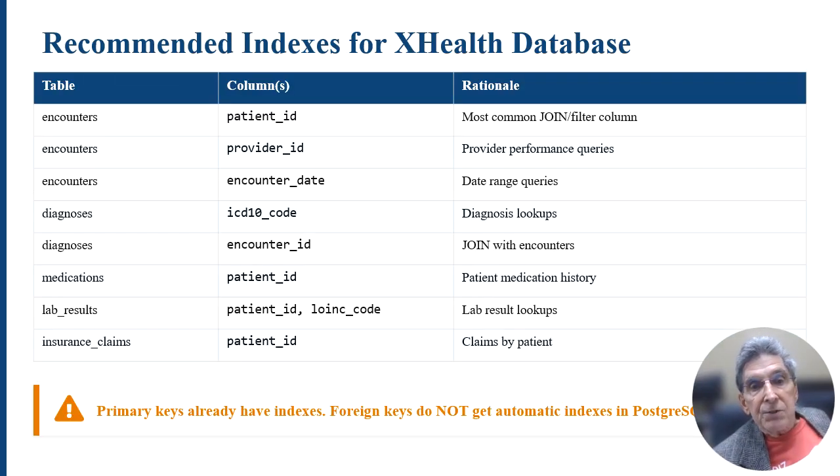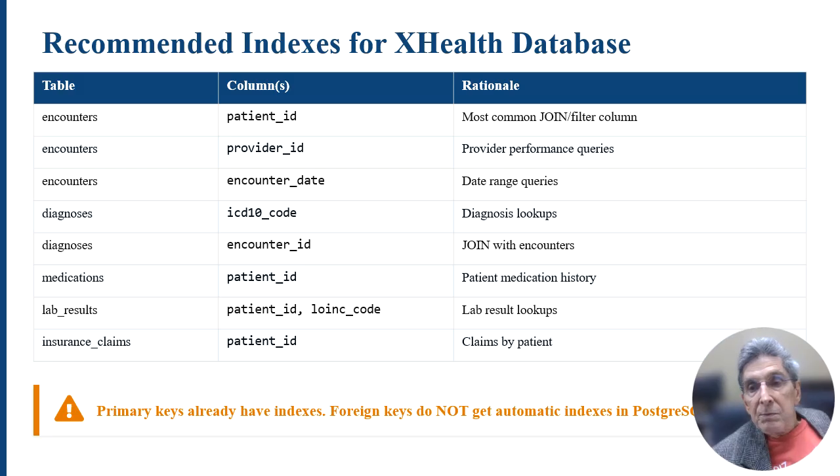So what are the recommended indexes for our xHealth database? Let's apply what we've learned so far about indexes. This table shows the indexes that I recommend creating for typical healthcare query patterns. The encounters table needs indexes on patient ID, provider ID, and encounter date. Patient ID is the most common, used in joins and other filter columns, because almost every query starts with a specific patient. Provider ID supports provider performance queries. Encounter date supports date range queries, which are used in virtually every encounter reporting context.